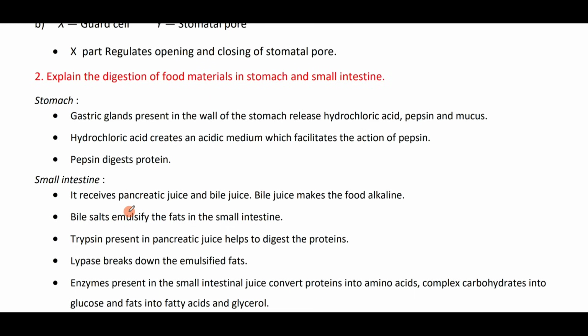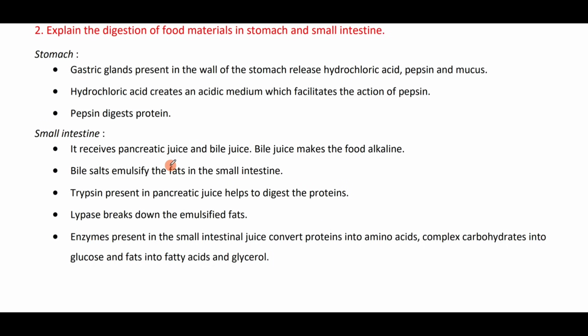Explain the digestion of food materials in the stomach and small intestine. We know that in the stomach we have gastric glands present in the walls of the stomach. They secrete hydrochloric acid, pepsin and mucus. Hydrochloric acid creates an acidic medium which facilitates the action of pepsin. Pepsin acts on this acidified food for the digestion of protein. That is, pepsin digests protein.